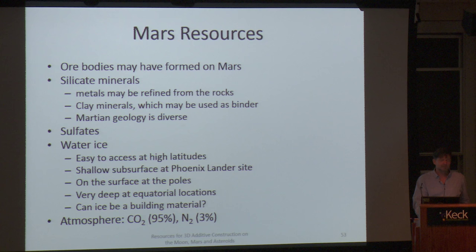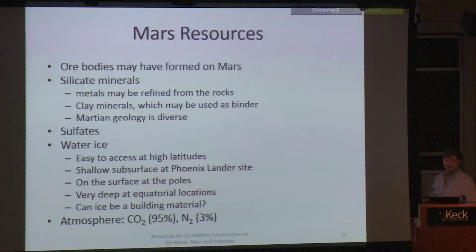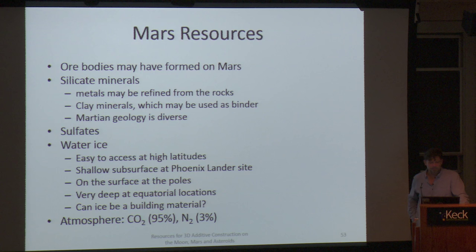And this may be more feasible than using sulfur as a binder on the moon, because the temperatures on Mars are a lot cooler than on the moon. It doesn't approach the melting point of sulfur. Mars also has copious water. It's very easy to access the water at the high latitudes. The water is right on the surface at the poles. You see the polar caps. And it's in the shallow subsurface at the high latitudes away from the poles, including at the Phoenix lander site. But if you're at an equatorial location, it may be very, very deep. Perhaps you could drill down to it. But it's not near the surface at equatorial locations, apparently.